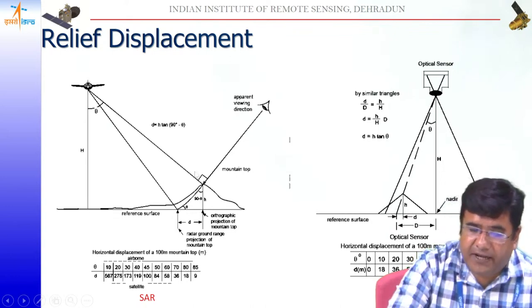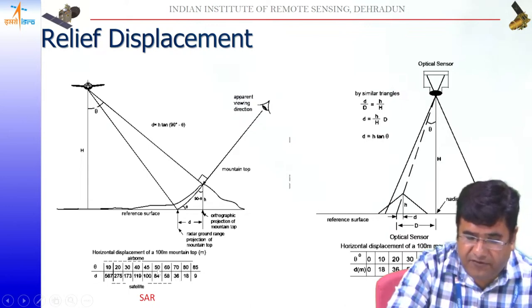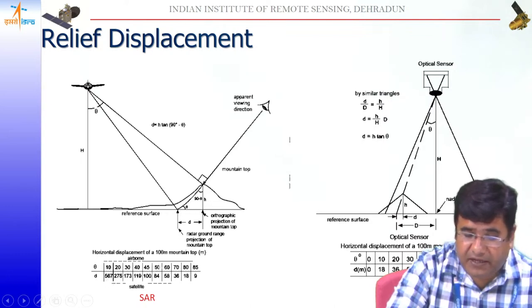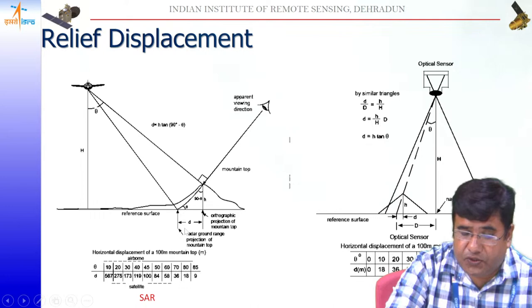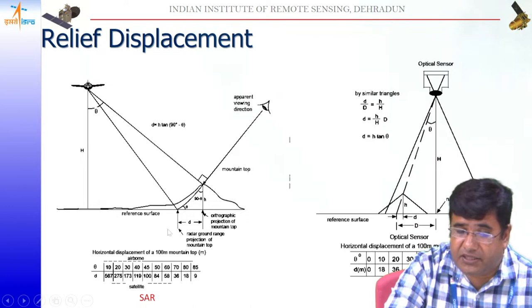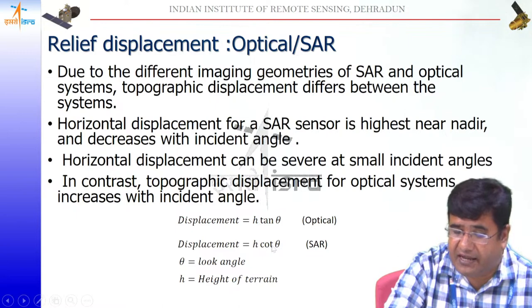Now in case of SAR, we can see for different angles from 10 to say 50 degree. At the 10 degree itself, we have very much higher displacement, which is around 567 meter. So for a 100 meter height, we have around 500 meter displacement. In case of SAR, because at a low angle itself it has very high relief displacement, there will be more geometrical distortions in the SAR as compared to the optical, because of the formulas h tan theta and h cot theta.